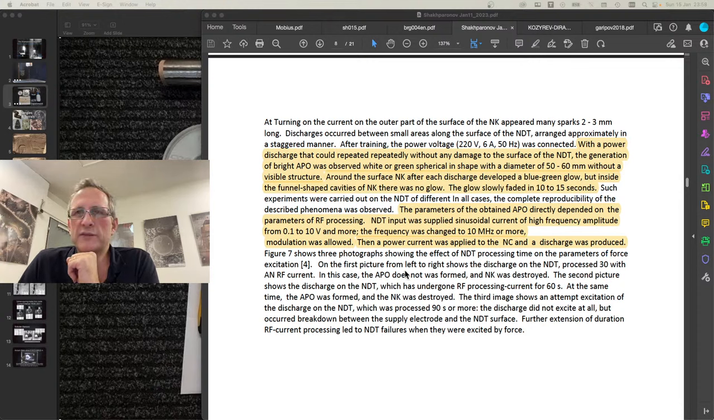The first picture, from left to right, shows the discharge on the Mobius strip processed for 30 seconds, I guess, with an RF current. In this case, the Evo was not formed, but the Mobius strip was destroyed. The second picture shows the discharge on the Mobius strip, which has undergone radio frequency processing for 60 seconds. At the same time the ball lightning was formed, the Mobius strip was destroyed.